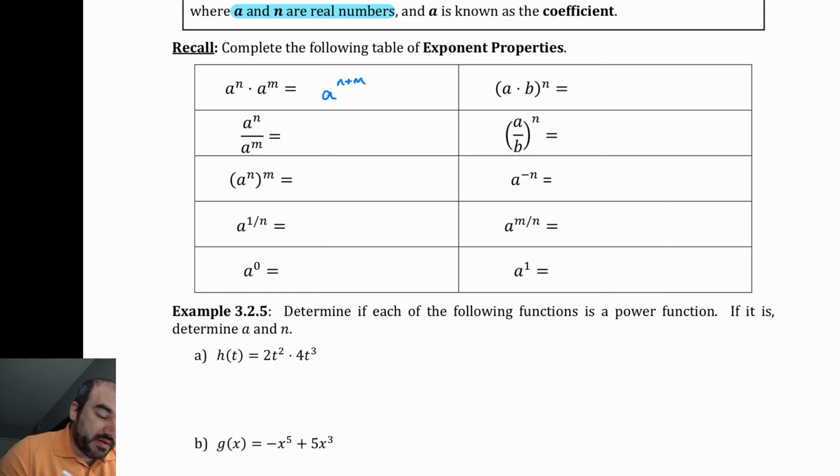Similarly, if we divide two terms with the same base, we're going to subtract the exponents. So it'll be a to the n minus m. If we raise a number to an exponent and then raise that to another exponent, those exponents will multiply. So a to the n m, so n times m.